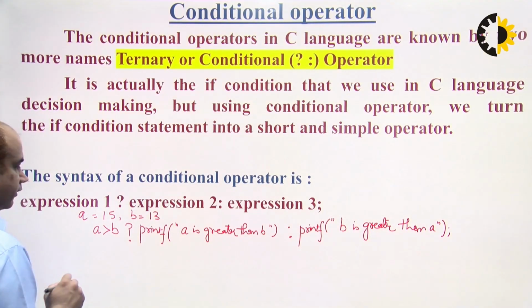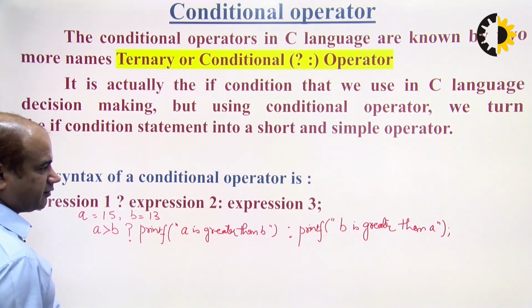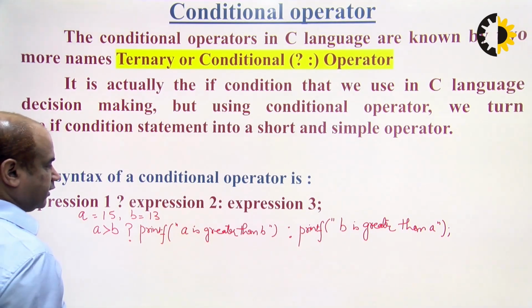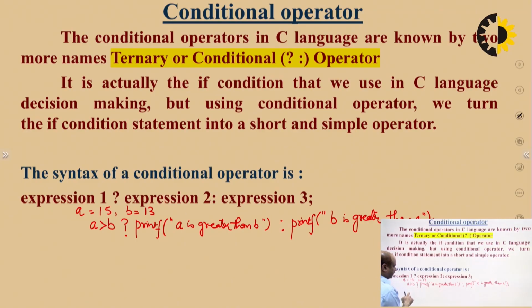The other way is using the printf statement inside the conditional operator. If A is greater than B, it is obvious: if it is true, this part will be executed, else this part will be executed.